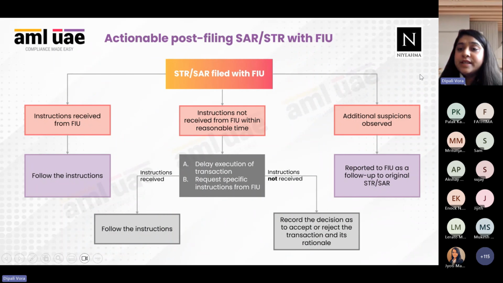Now, in this entire process, if there are some additional suspicions observed, we have to make sure that we can report it to the FIU as a follow-up to the original SAR STR. So what happens is, whenever we file a suspicious activity report or a suspicious transaction report, a unique reference number is generated. So that unique reference number could be used by us to communicate with FIU in future. So if you want to file something more, you can always write that reference number and you can report some additional observations also.